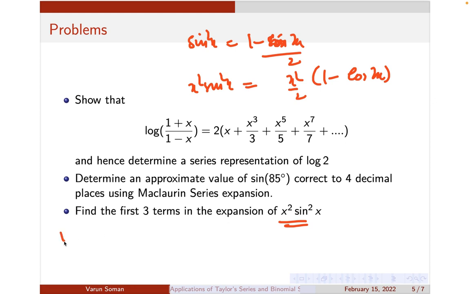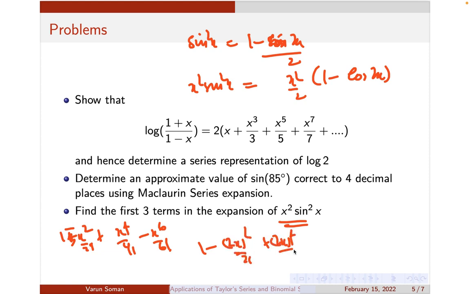Cos x expansion is 1 minus x square by 2 factorial plus x raised to 4 by 4 factorial minus x raised to 6 by 6 factorial, etc. All even powers are coming. So the expansion of cos 2x would be 1 minus (2x)^2 by 2 factorial plus (2x)^4 by 4 factorial minus (2x)^6 by 6 factorial plus etc. So just substitute that formula here. Okay, and then you multiply with x square, you will be getting the required expression.